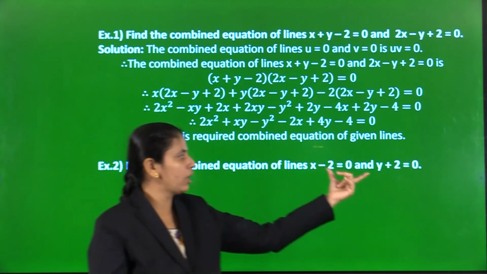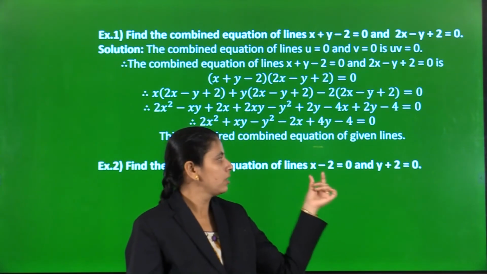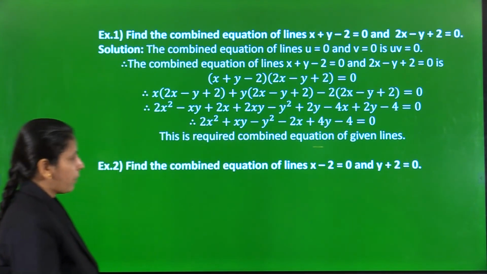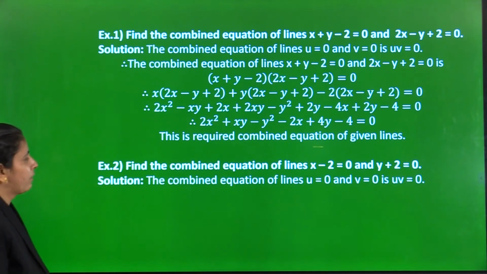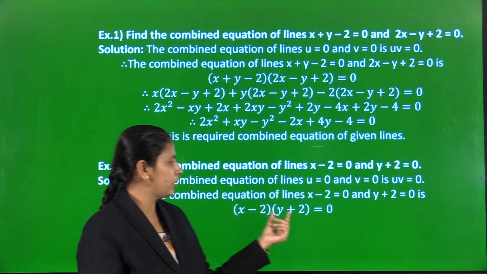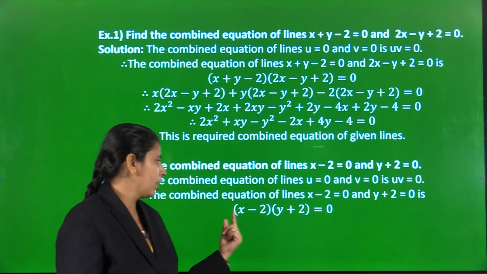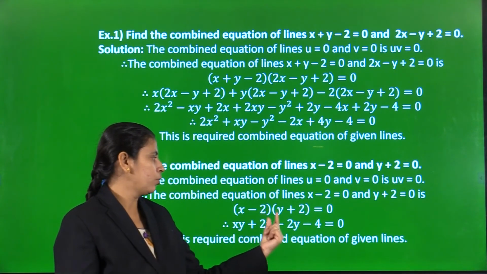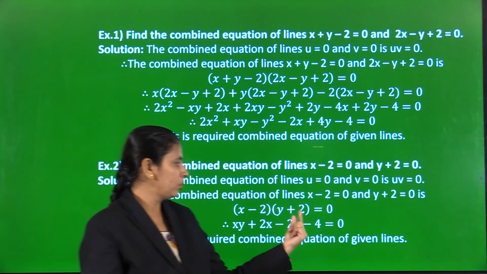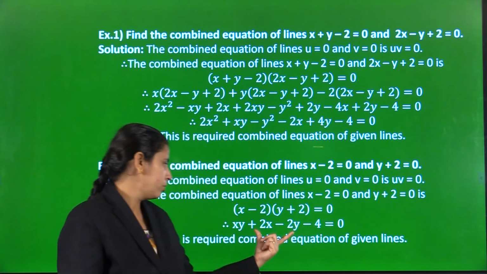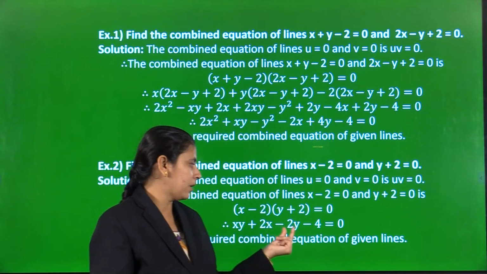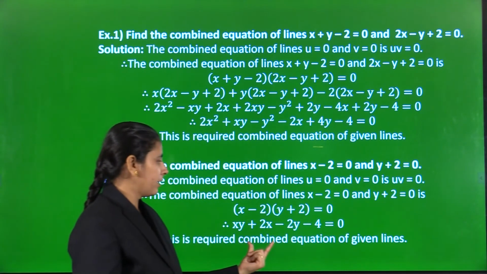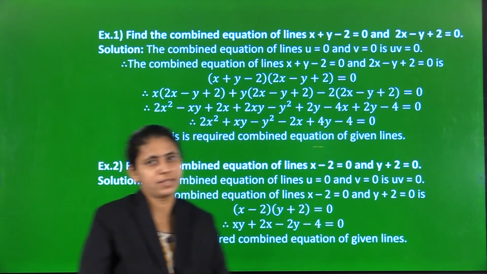Like the first example, we have to multiply both the equations, x minus 2 equal to 0 and y plus 2 equal to 0. So the combined equation of the lines is given by uv equal to 0, that is x minus 2 into y plus 2 equal to 0. x into y is xy, x into 2 is 2x, minus 2 into y is minus 2y, and minus 2 into 2 is minus 4, equal to 0. So xy plus 2x minus 2y minus 4 equal to 0. This is also the required combined equation of the given two lines.